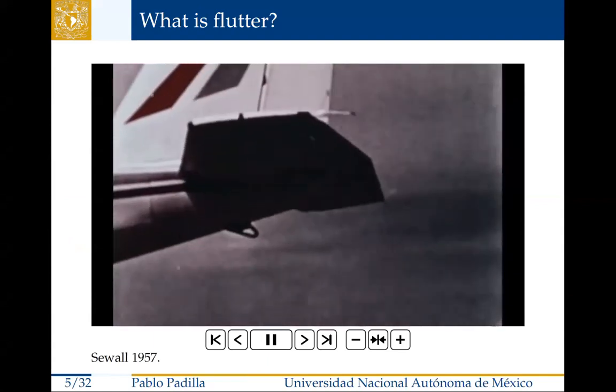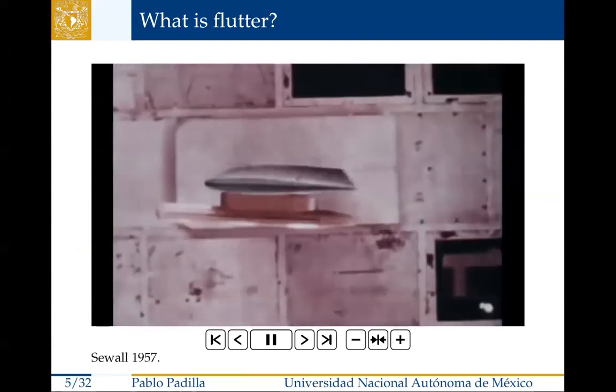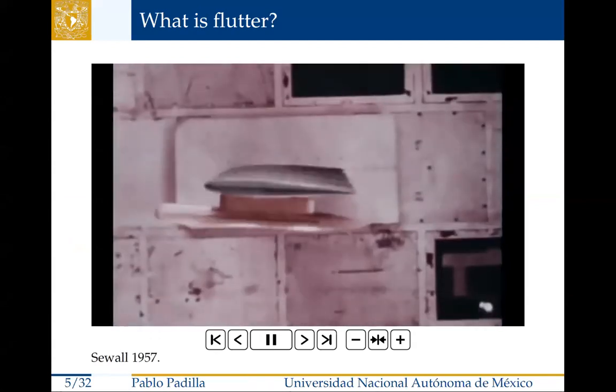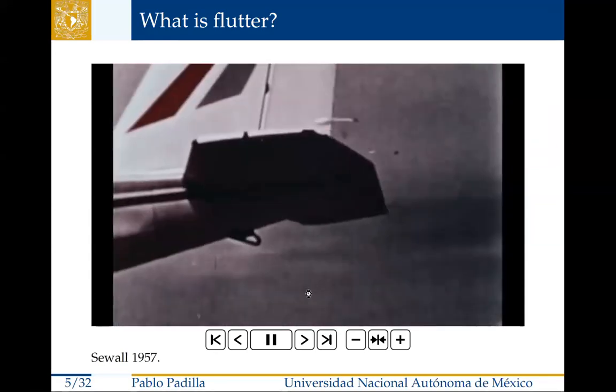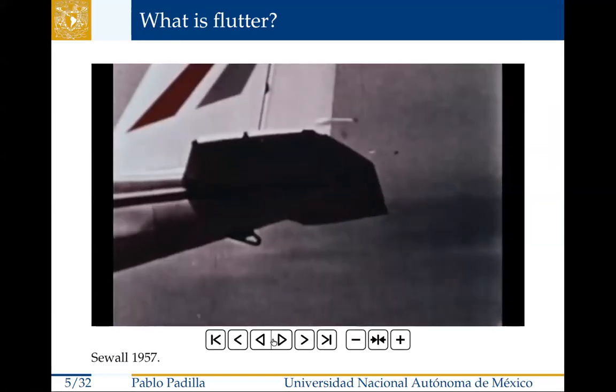The oscillation going on in the back part of the plane and the airfoil. Yes, the small wing, the back wing of the plane, and the corresponding experimental setting. So this is fluttering. Fluttering is an oscillation caused by a fluid interacting with a solid structure. I will be more accurate about that, but let me show you why it is important.